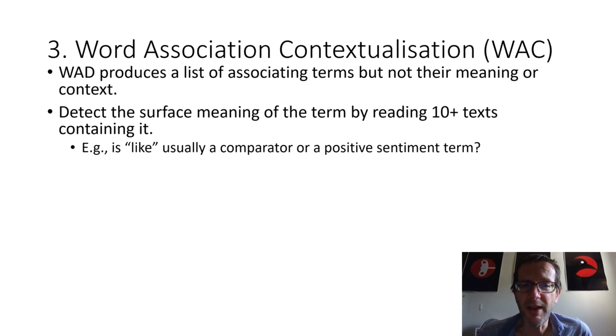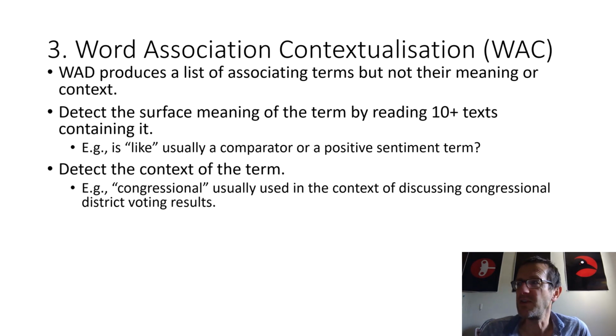A classic example here would be the word like. If the word like is a WAD word, so it's important for your text, does like mean comparator, cats are like dogs except smaller, or is like a positive term? I like cats. So comparator or positive sentiment. Different surface meanings of the word like. So you would find out which one is appropriate and matches your data set by reading a set of tweets containing like and seeing which way it's used, maybe used in a different way.